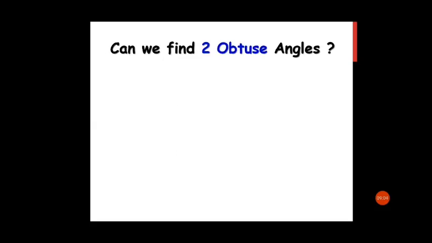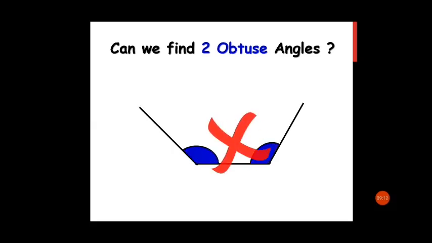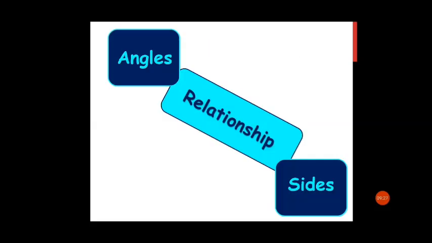Let's check the obtuse case. Can we have 2 obtuse angles in one triangle? We will draw the first obtuse, the second obtuse. So this shape cannot be a triangle. So we can't find 2 obtuse angles in one triangle. But for the acute, as we said before, any triangle includes at least 2 acute angles.